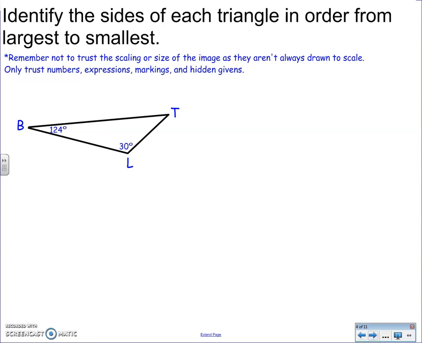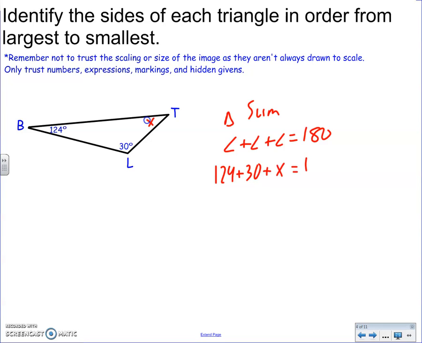Same thing. This one they say largest to smallest. Now, we don't have all the angles, so sometimes you have to do some work. Sometimes you do triangle sum. Remember, I'm going to find this little angle first, x. So I'll use the triangle sum. The formula is good to know: there's three angles, and they add up to 180. So the first angle is 124, the second angle is 30, the third angle is x, and that equals 180. Combine like terms, that's 154 plus x equals 180. Subtract 154, x equals 26.